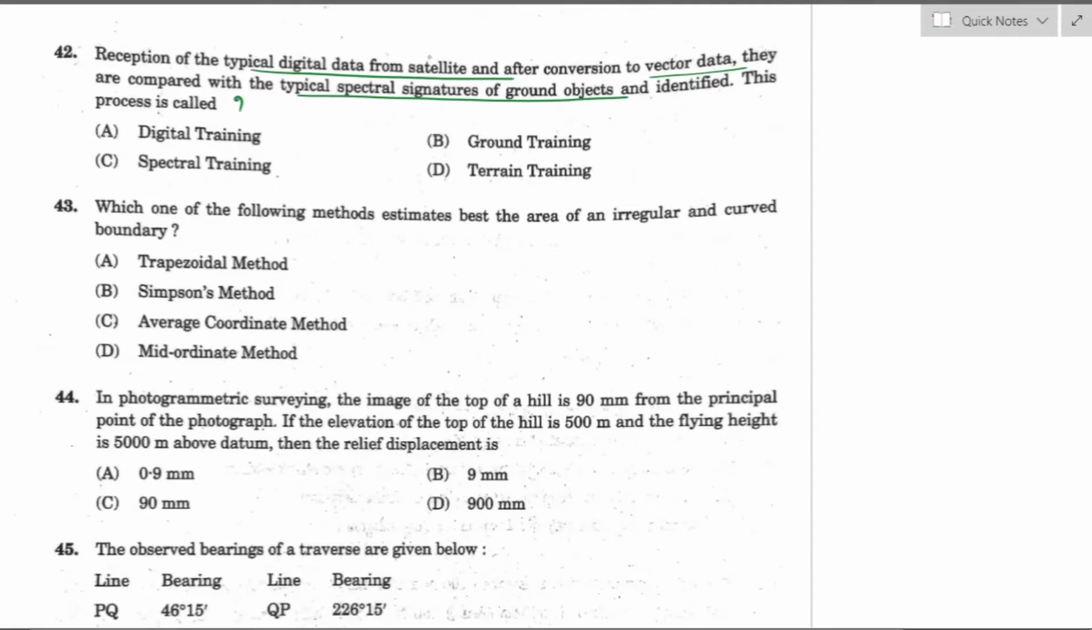When we receive the digital data from satellite, converting it into vector data, they are compared with spectral signatures of ground data. So such processes are called spectral training. Option C is the right answer.